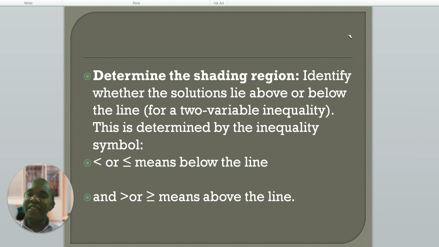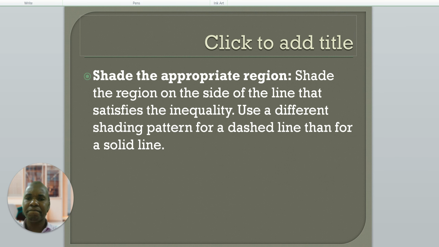Another step, determine the shading region. You are going to identify whether the solutions lie above or below the line for a two-variable inequality. This is determined by the inequality symbols. So less than or equal to means below the line, and when you have greater than or equal to, it means the required region is going to be above the line.